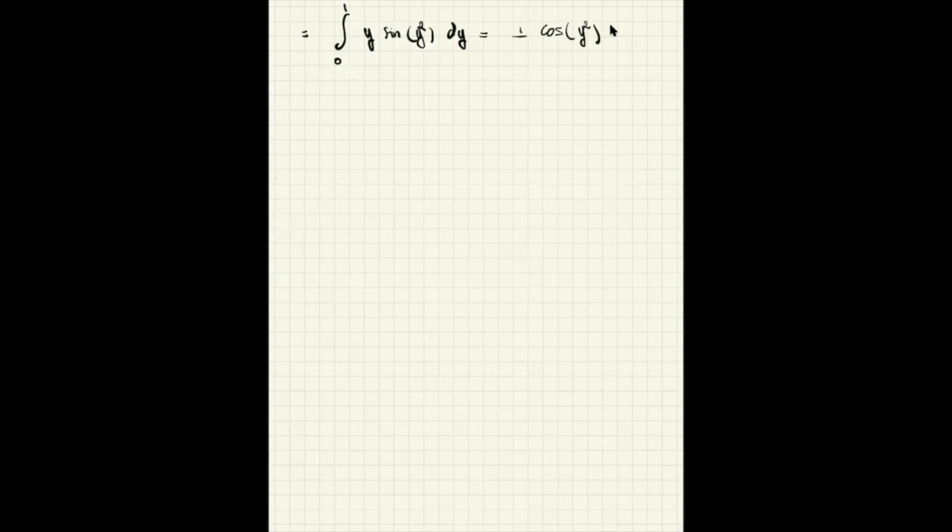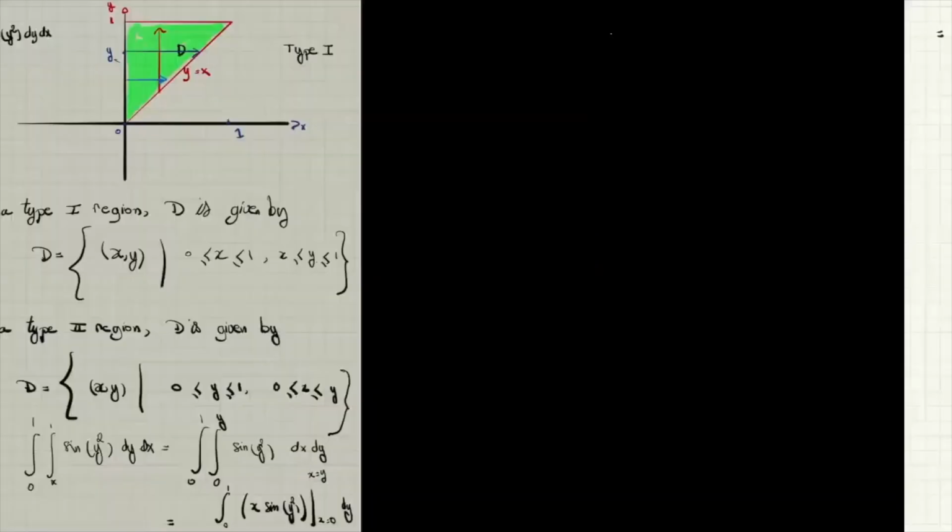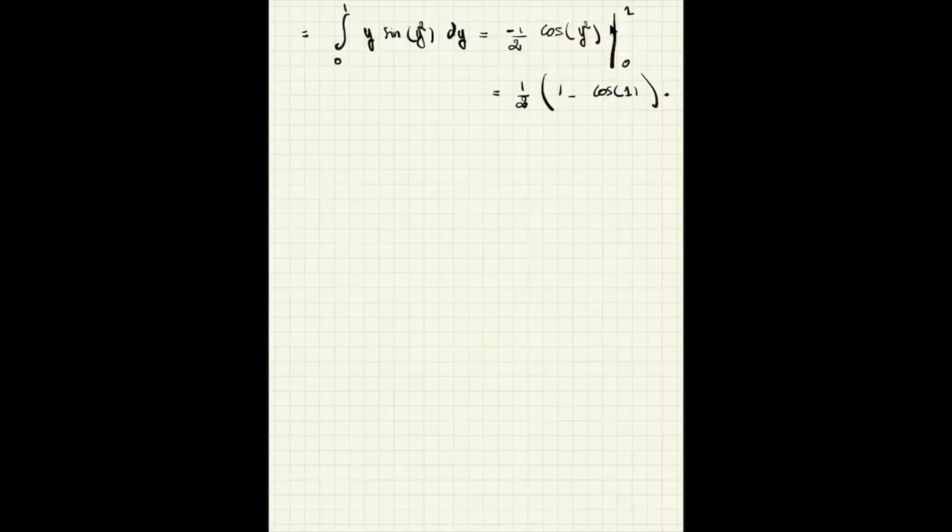And it's 1 over 2 minus cosine, and then from 1 to 0, which is 1 over 2, 1 minus cosine 1. See? So as strange as it might look, who would have said that this function here that we couldn't do in an elementary way gives something that is elementary. That's one of the good things about it.